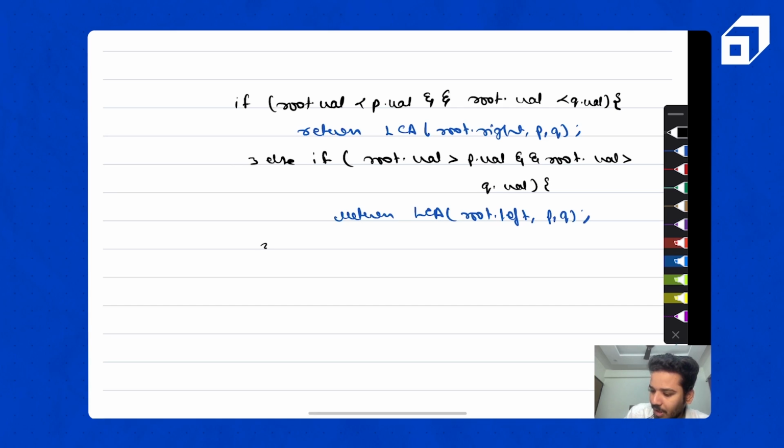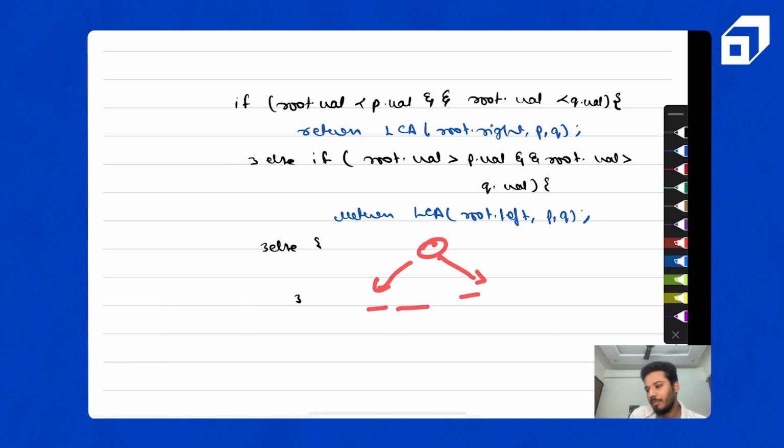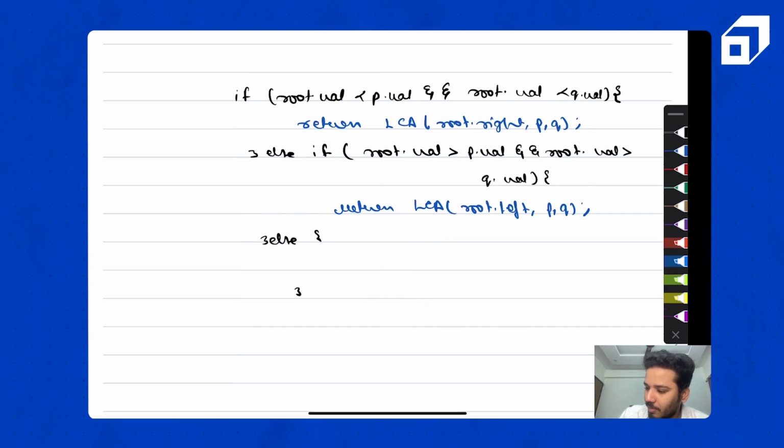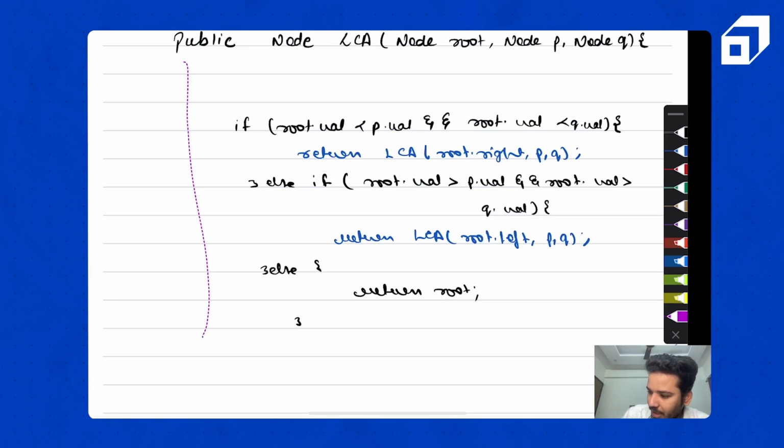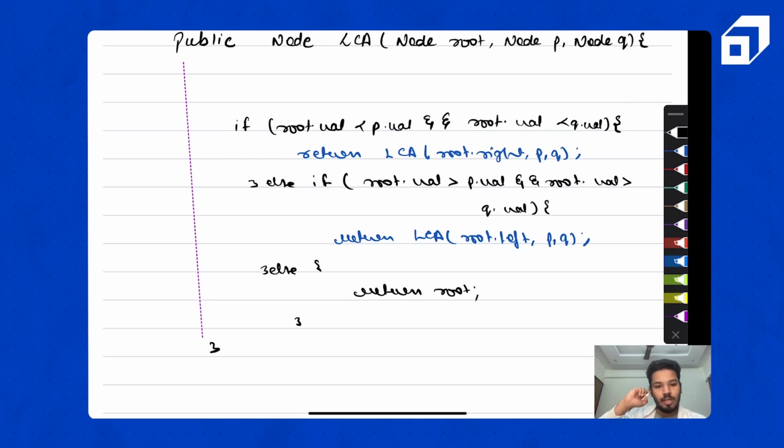And else means what? That I'm sitting at a point where one of the data nodes is on the left side, the other node is on the right side, right? I am greater than one of them and smaller than one of them, so at this point I am the LCA, so we'll simply return root. And obviously the base case, which you can write if you want, otherwise you don't need to, because you will always be given valid nodes and you will never make a fake call. But let's just write it to be on the safe side. If root double equals null, return null.